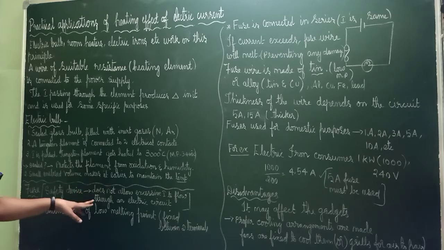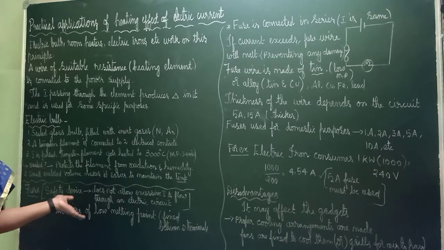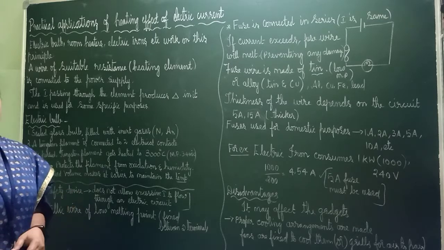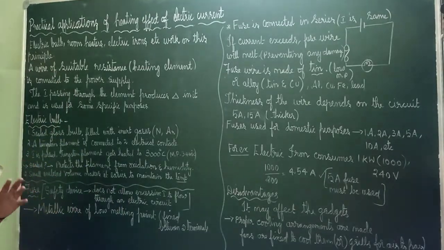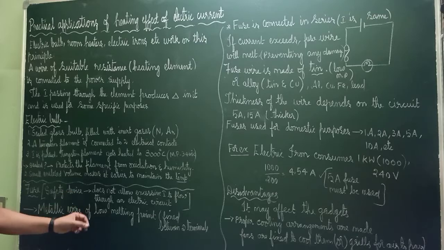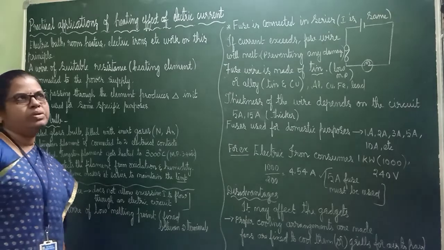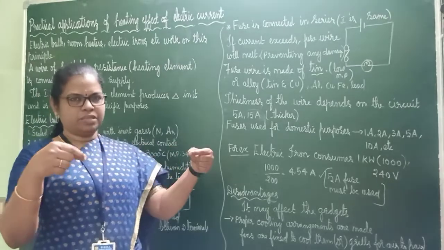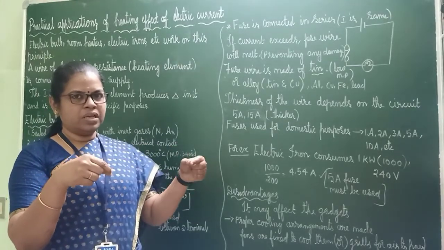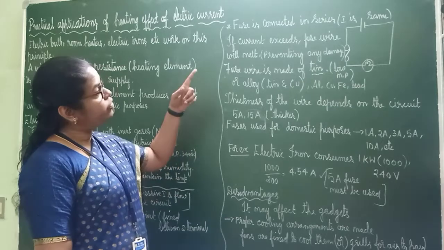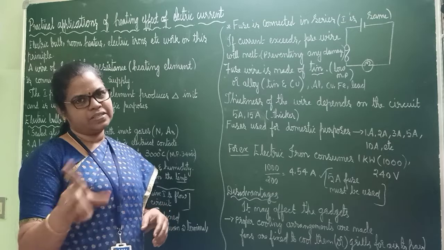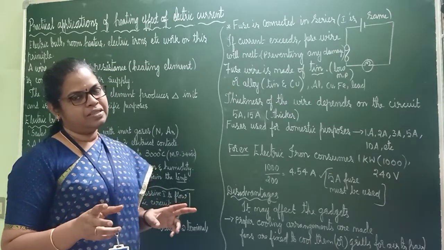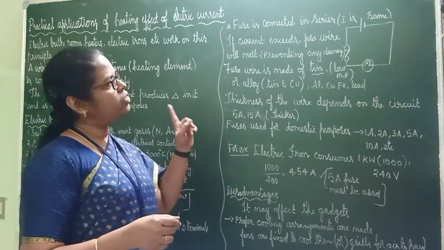What is the use of it? It does not allow excessive current to flow through an electric circuit. In case excess current comes, automatically it gets melted, so a metallic wire of low melting point is used. A metallic wire of low melting point is connected between the two terminals of the fuse. The fuse is connected in series. Why is it connected in series? In series current is always the same, in parallel it is different. So here it is always connected in series.